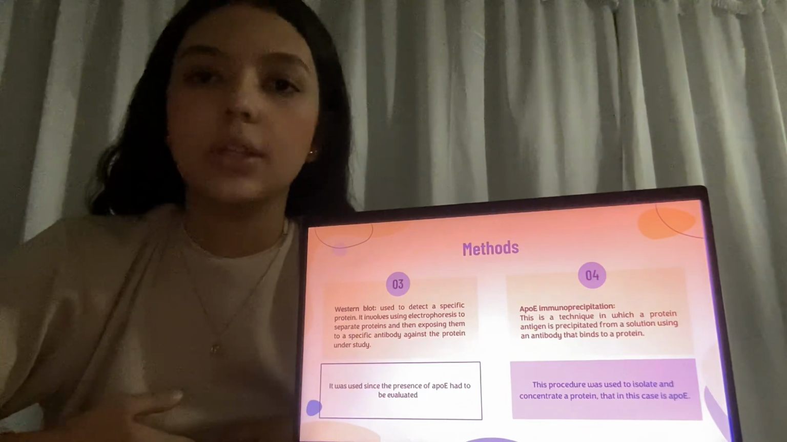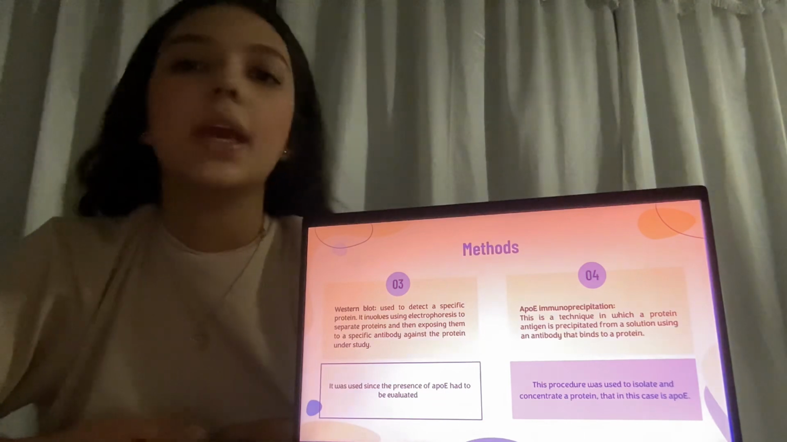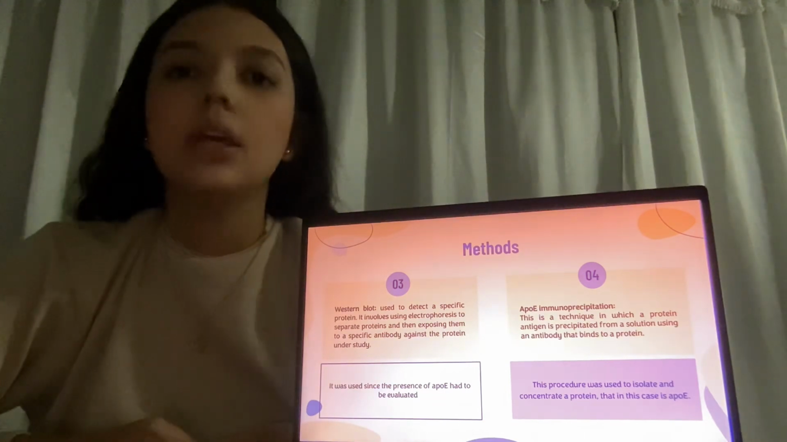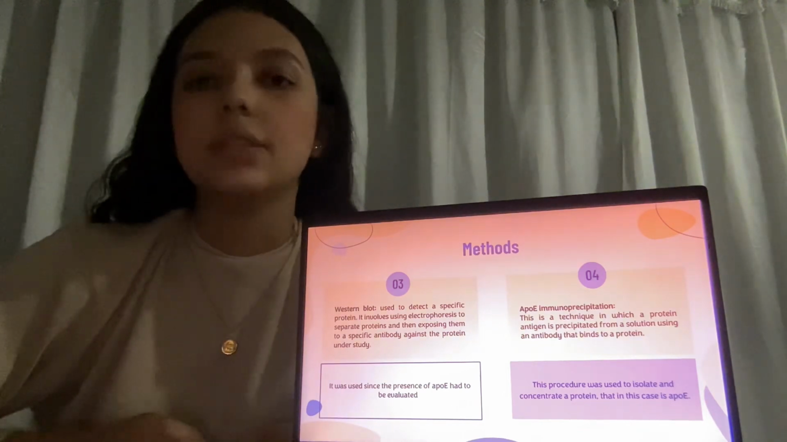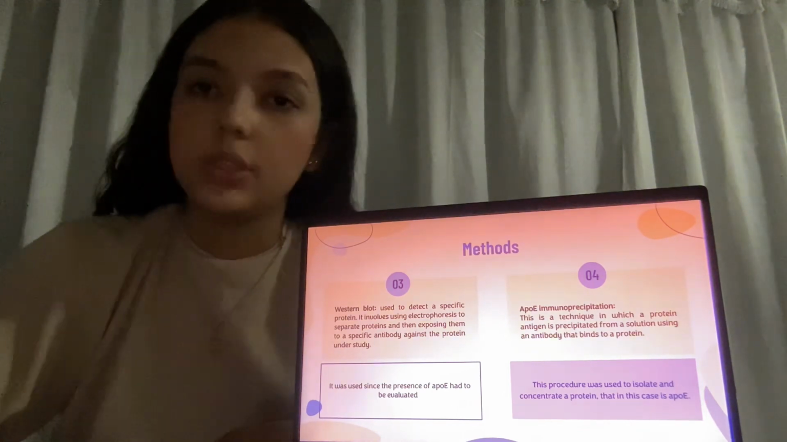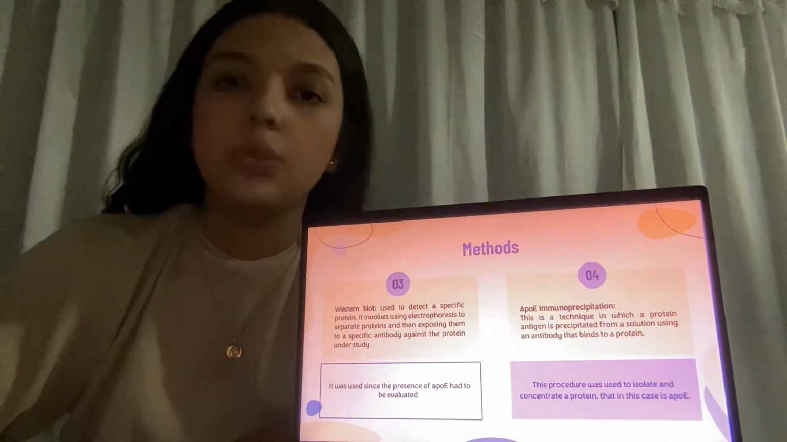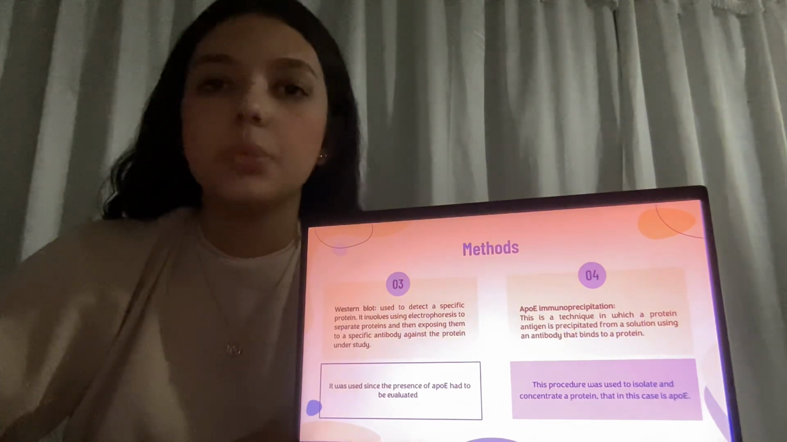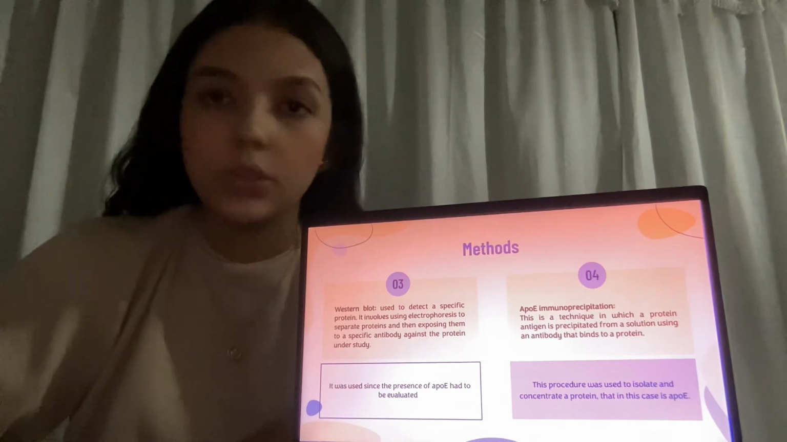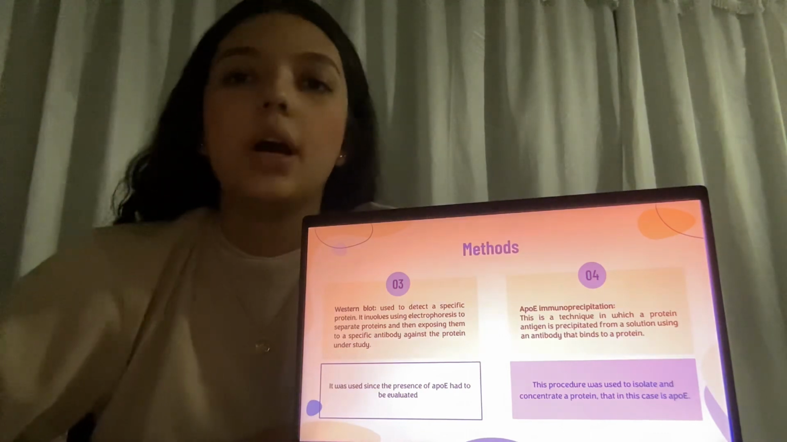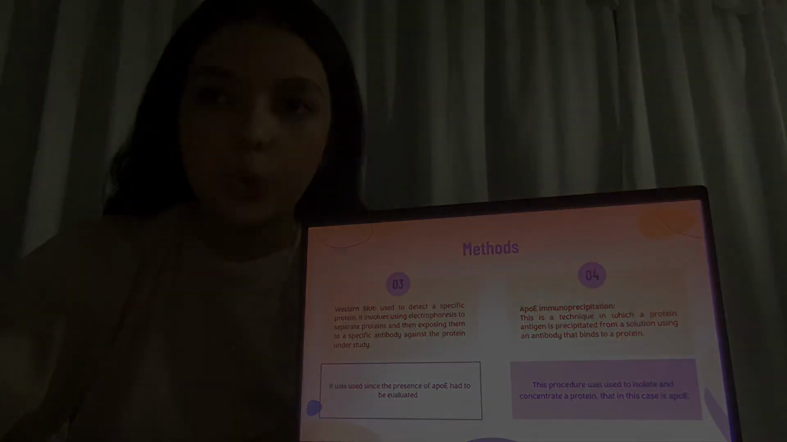It involves using electrophoresis to separate proteins and then exposing them to a specific antibody against the protein under study. It was used since the presence of Apo E had to be evaluated, and as it is a protein, it was going to respond to this technique. The last one is immunoprecipitation. This is a technique in which a protein antigen is precipitated from a solution using an antibody that binds to that protein. And this procedure was used to isolate and concentrate the protein, that in this case is Apo E.